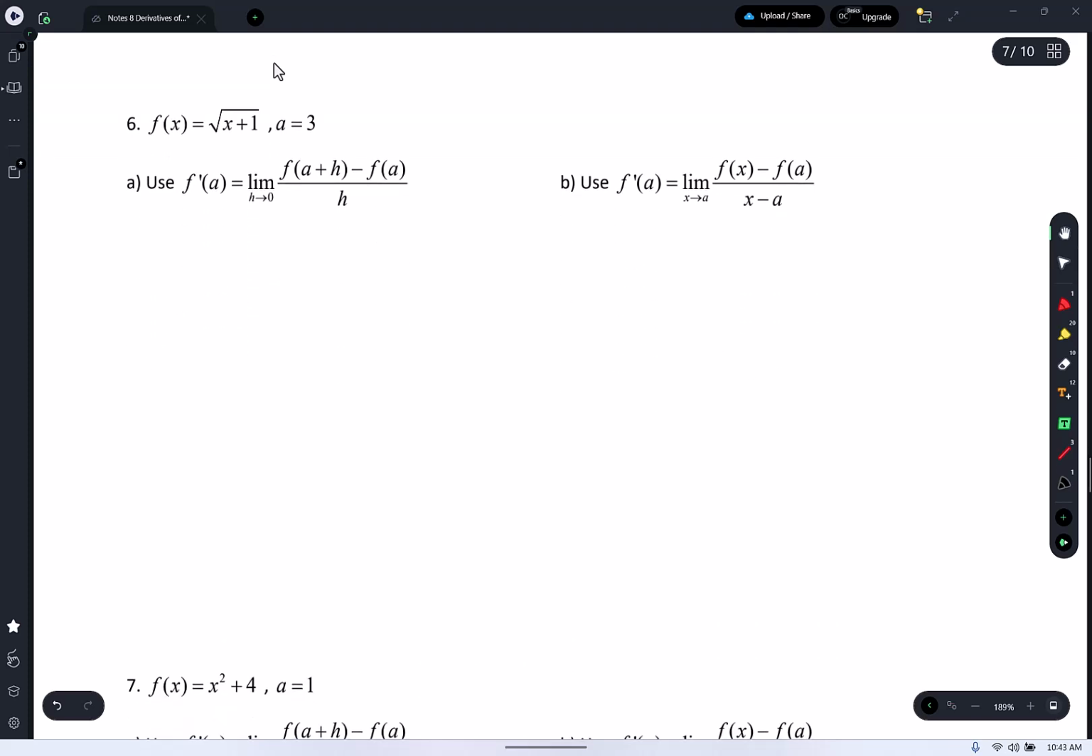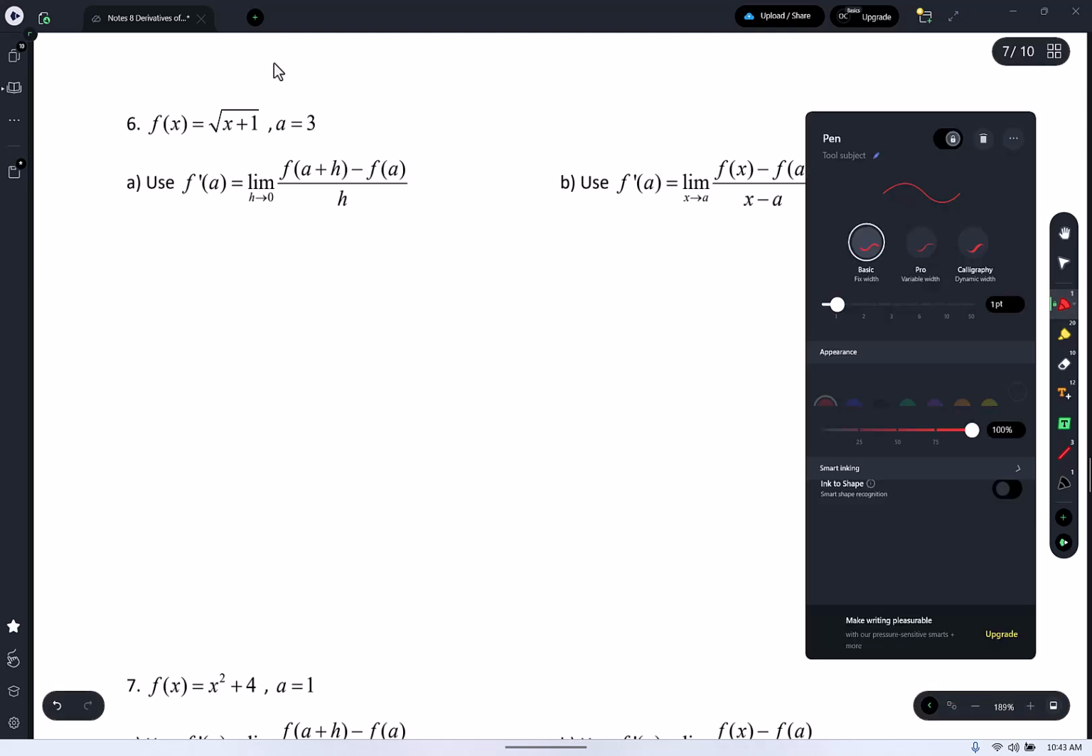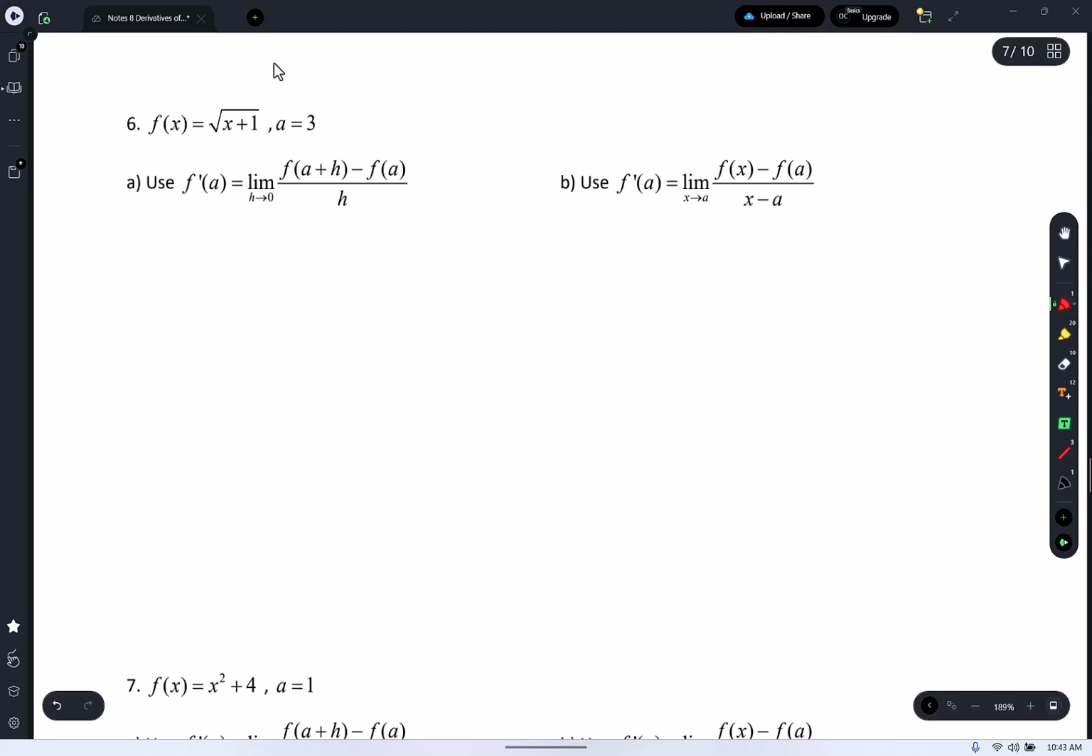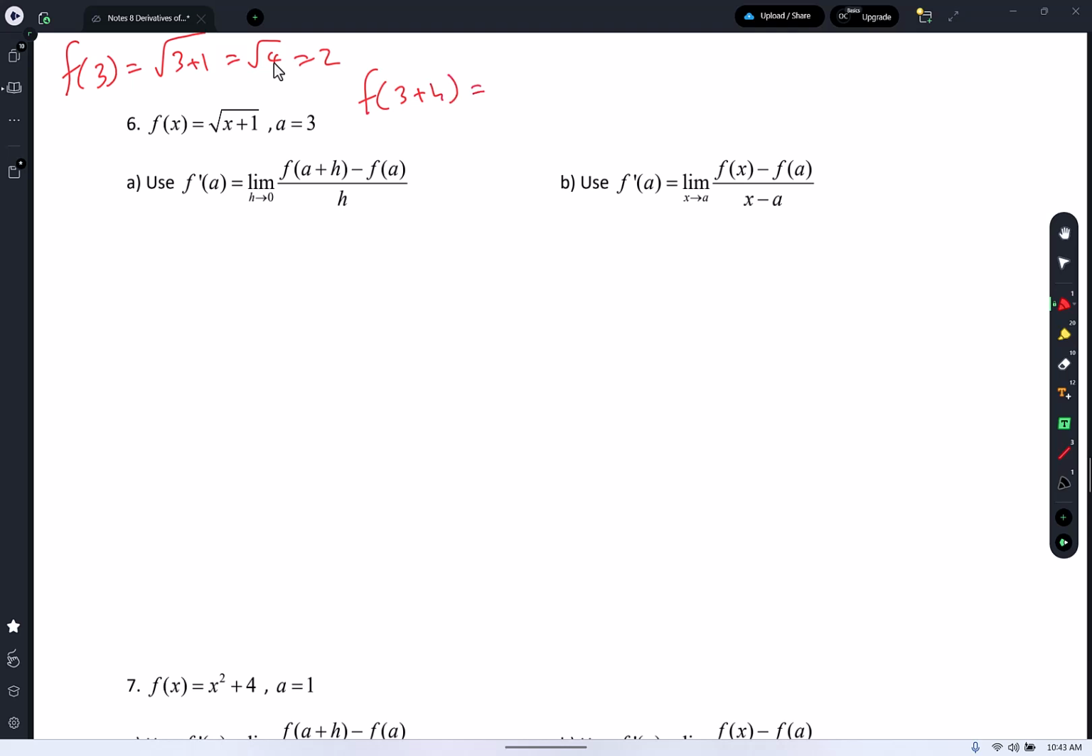All right, number 6. You want me to do both of them, or do you just want me to do one of them and you do the other one? No, these are notes. Let's do both. You guys ready? What do I need? I need f of 3. Square root of 3 plus 1, which is square root of 4, which is 2. And I need f of 3 plus h. Square root of 3 plus h plus 1, which is square root of 4 plus h. I haven't done anything yet, guys. I'm about to start using this formula right now.